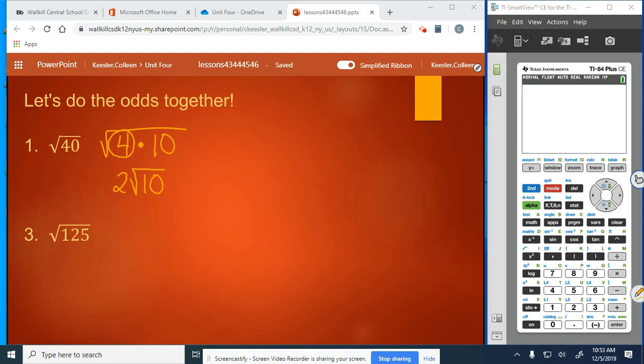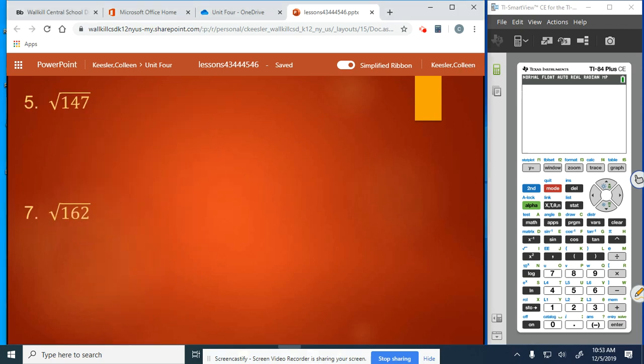Same thing for number 3. Right away, I see that 25 in the number, which gives me a hint that 25 could be the perfect square factor. And hopefully you know that 25 times 5 makes 125. We take the square root of 25, we get 5, square root 5 left over. And again, that's as simple as it gets because 5 is prime and doesn't have any perfect square factors.